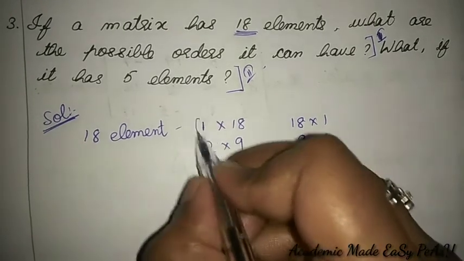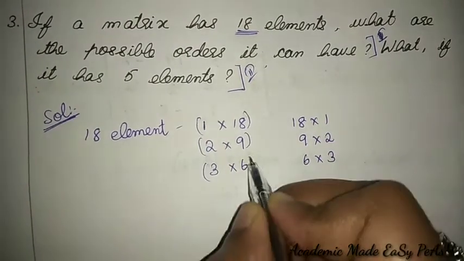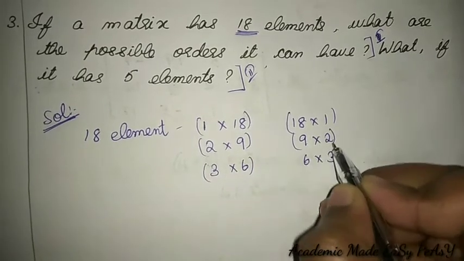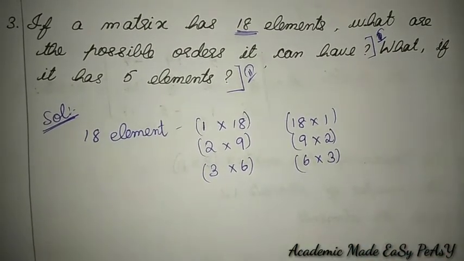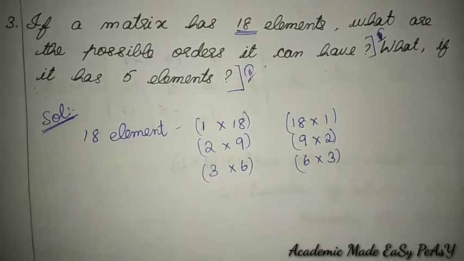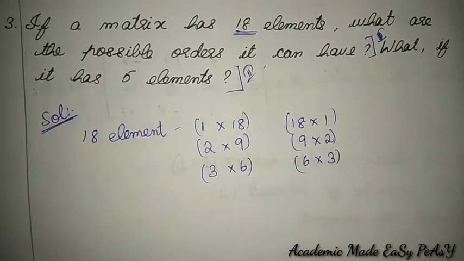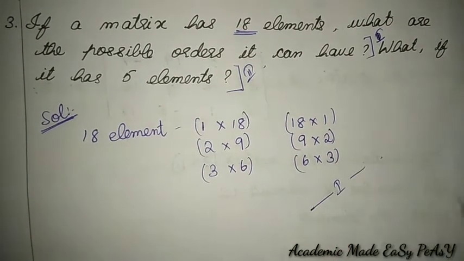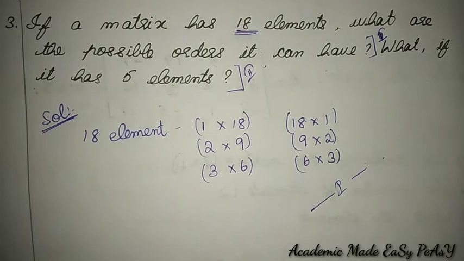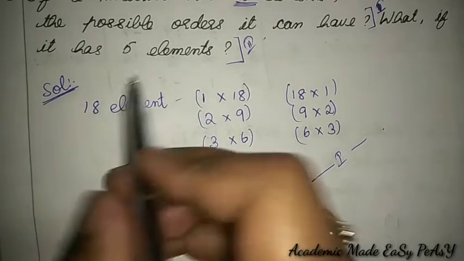Only in these tables I will get 18. So therefore I'm stopping and I'm saying that the possible orders are 1 by 18, 18 by 1, 2 by 9, 9 by 2, 3 by 6 and 6 by 3. These are the possible orders. So therefore my first part is over. So now I will move on to the second part. What is the second part?